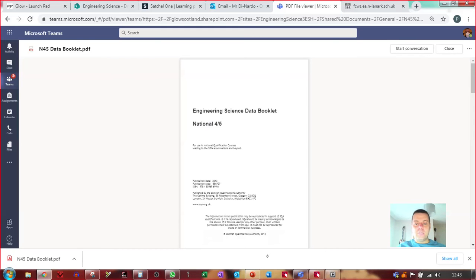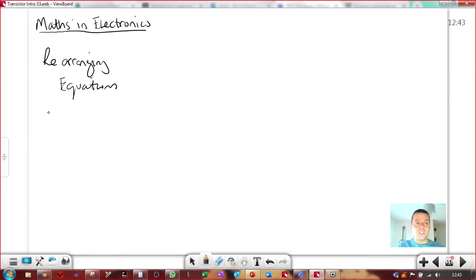Okay. So we'll have to be able to access those equations but also rearrange them. So for instance, one of the equations that we use quite a lot is Ohm's law, V equals IR. That's how it's given to you in the data book. You need to know how to rearrange that to give you current instead of voltage, or how to rearrange it to give you resistance instead of voltage. Yeah, so that's rearranging equations.